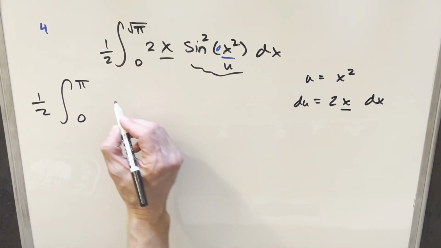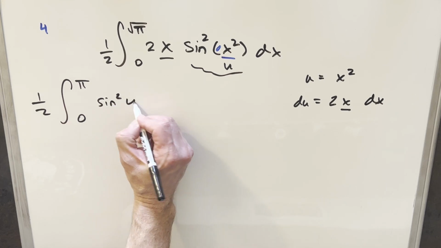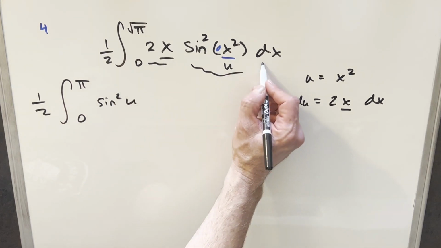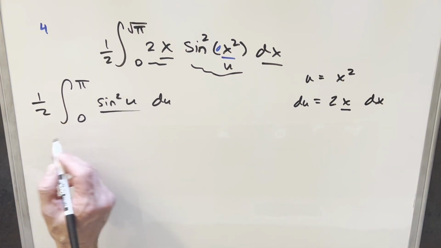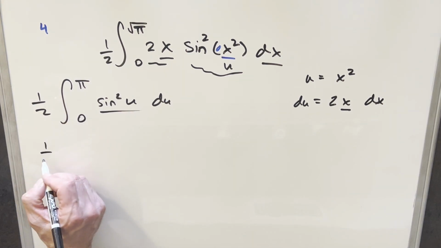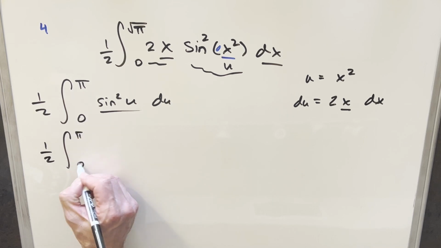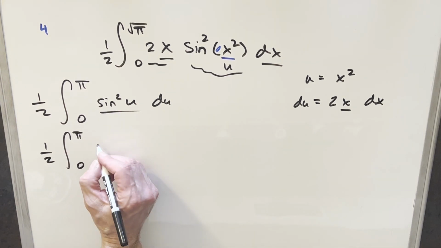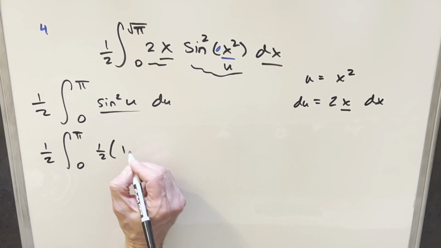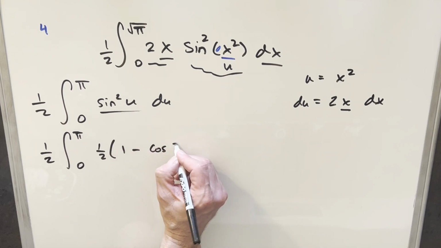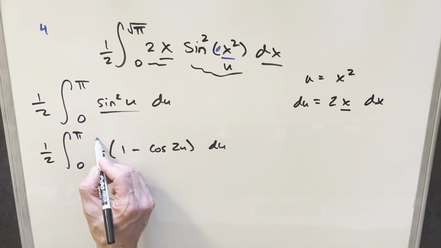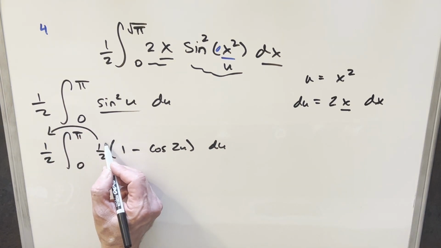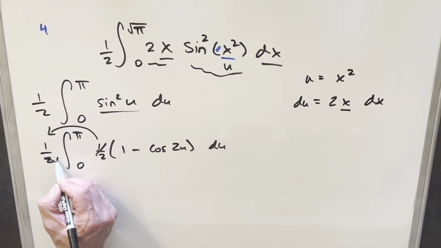Then this part here is going to transform into sine squared of u, and again our du is going to be this with the dx, so everything else is just du. But then for sine squared u, I can use a power reduction identity, and I'll rewrite this, so we'll have the same bounds. And then for sine squared u, I can write it as 1/2 in front, 1 minus cosine of 2u du, just using a trig identity. But then I'll take this 1/2 out front and combine it, multiplying times this other 1/2, and this is going to become a 1/4.